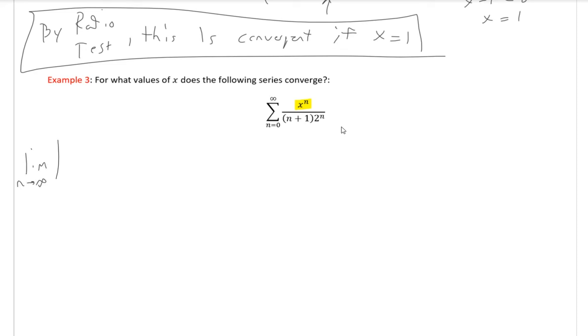As n approaches infinity, first I plug in n plus 1, so I'll get x to the n plus 1 divided by n plus 1 on the bottom is n plus 2, times 2 to the n plus 1, and then the reciprocal of my original. So I'll have n plus 1 times 2 to the n over x to the n.